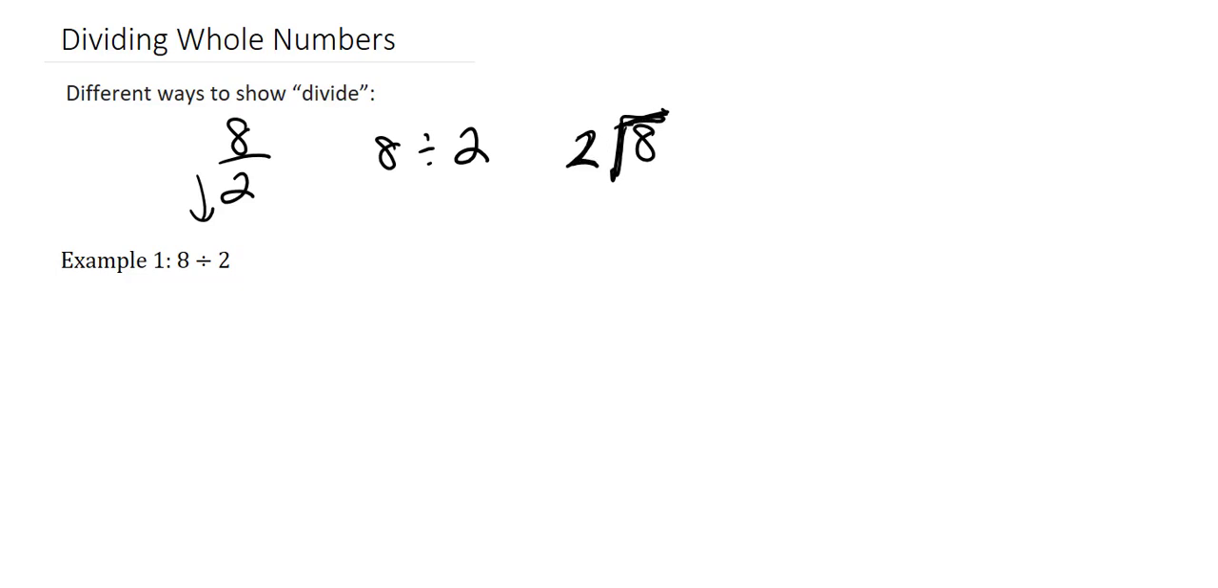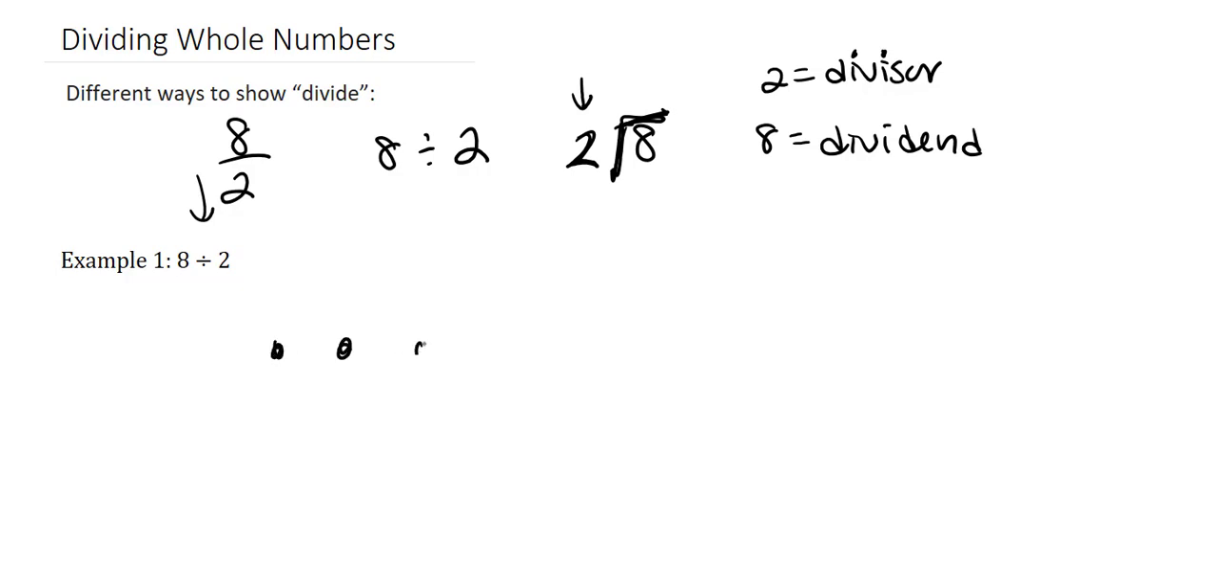In other words, this 2 is called the divisor, and the 8 is called the dividend. So we're asking how many times can 2 go into 8? That's another way to think about it. So if we show 8, how many times can 2 go into 8?